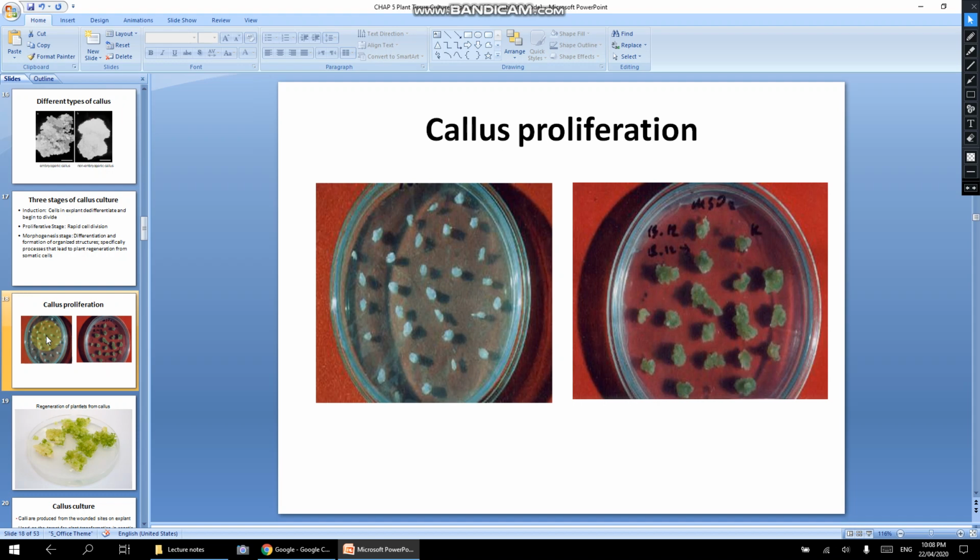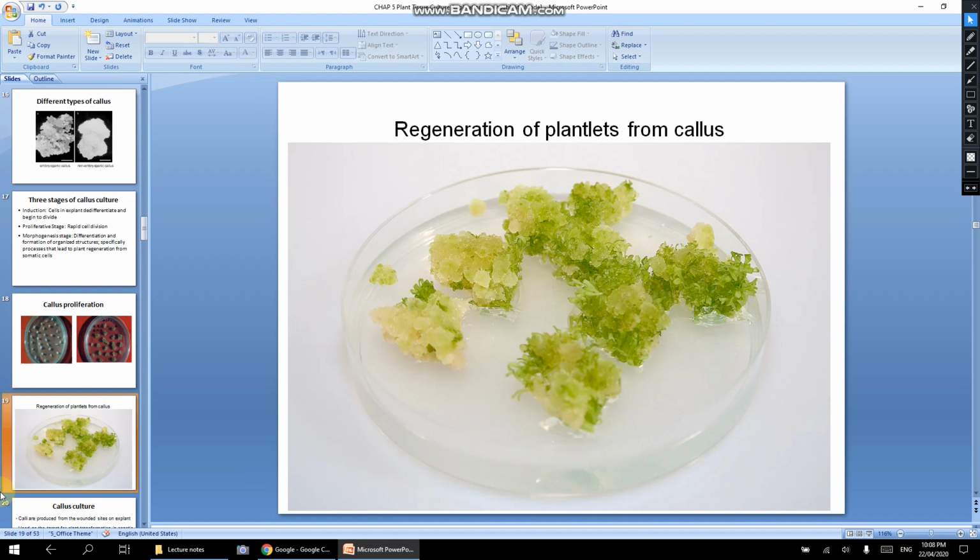So this is callus proliferation. Let's say you start off with a seed, and as it gets bigger, it looks like something granular on the media. And these are regenerated plantlets from callus. The ones in white are callus, and the ones in green are the shoots, which have formed from the callus.